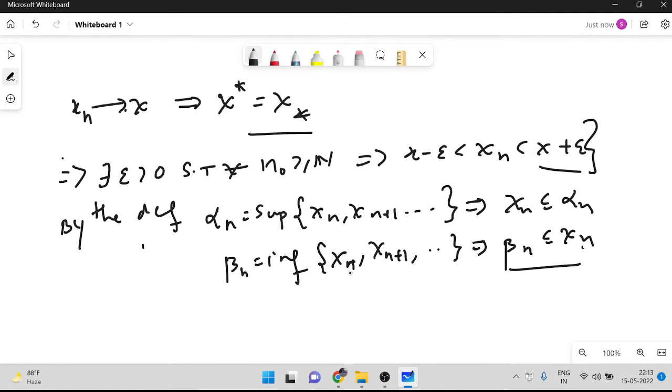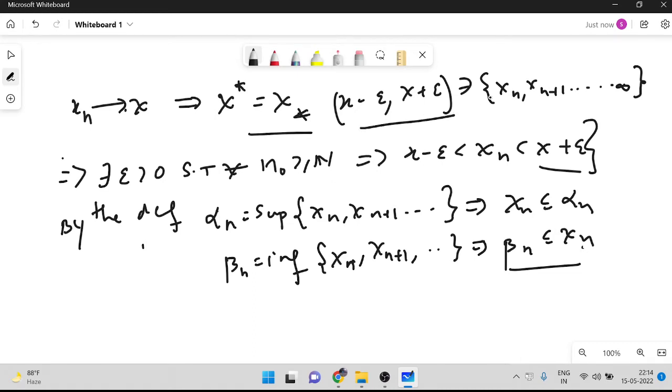So just see, from convergence we know that in the interval x minus epsilon to x plus epsilon, all your xn plus 1 and so on till infinity must be in this particular ball. So it means that alpha n and beta n should belong to this particular ball, and by the definition, x minus epsilon is less than or equal to beta n, which is less than or equal to xn, which is less than or equal to alpha n, which is less than or equal to x plus epsilon.